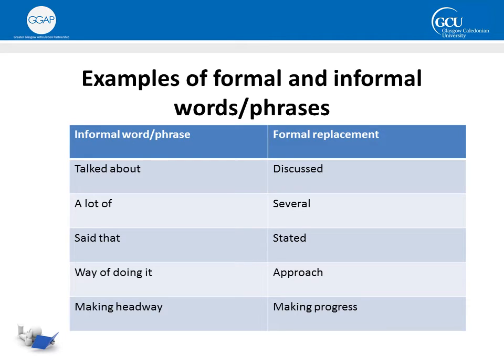Here are some examples of informal words and phrases and formal replacements that would be more appropriate for academic writing. So rather than saying "this essay has talked about," it'd be more appropriate to write "this essay has discussed." Rather than writing "a lot of," it'd be more appropriate to use the word "several." And rather than writing "the author said that," it'd be more appropriate to write "the author stated." Similarly, instead of writing "one way of doing it," it'd be more appropriate to write "one approach is to." And finally, instead of the word "headway," it'd be more appropriate to use the word "progress."